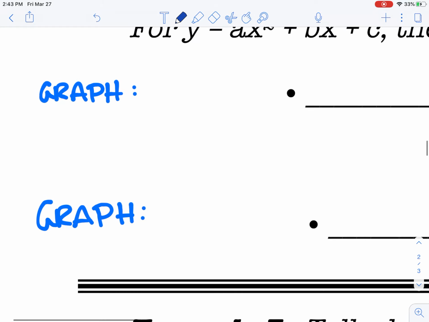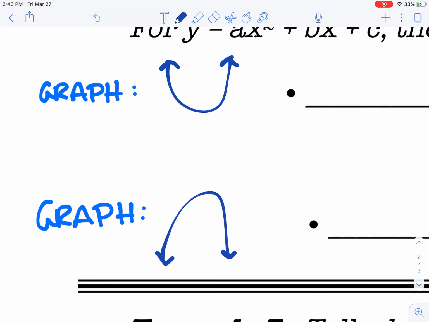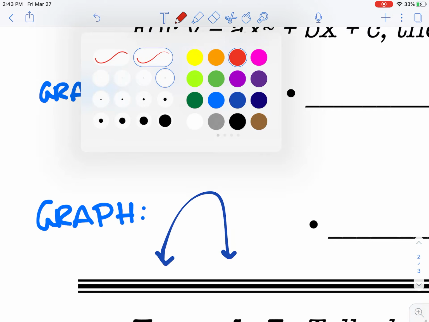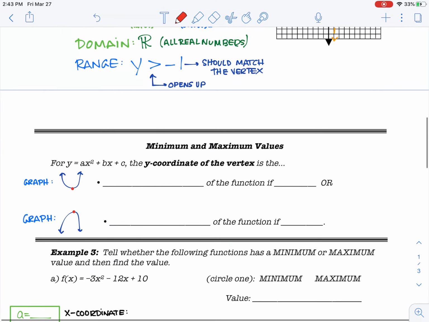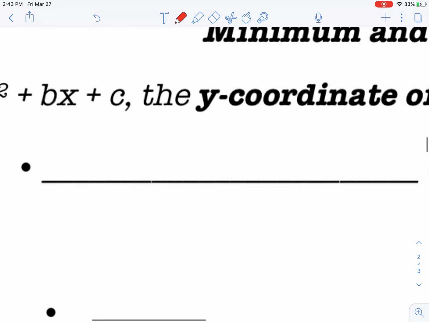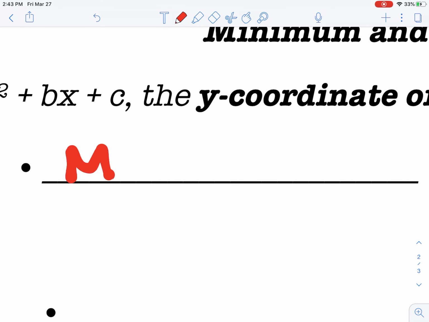This is based on the fact that our graph can look one of two ways. It can open up, or it can open down. In both cases, we still operate off of a vertex, but that vertex is either the lowest point or the highest point of the graph. So depending on which type of graph you have, you will either create a minimum or a maximum. When it opens up, the vertex becomes the minimum value.